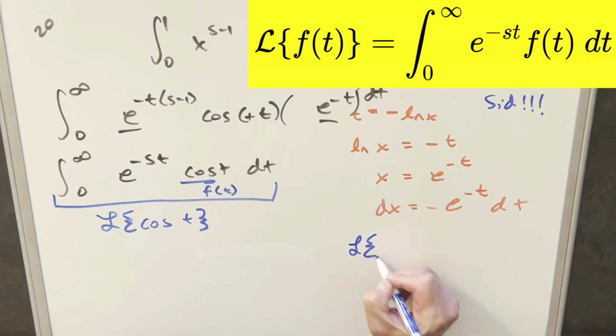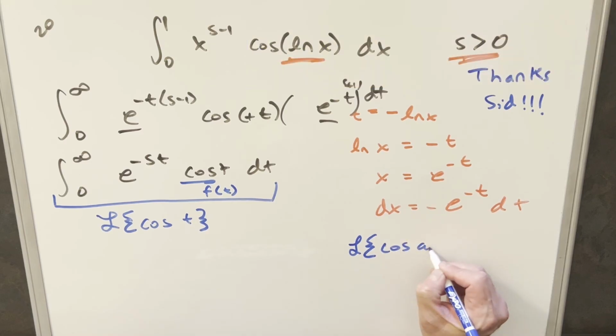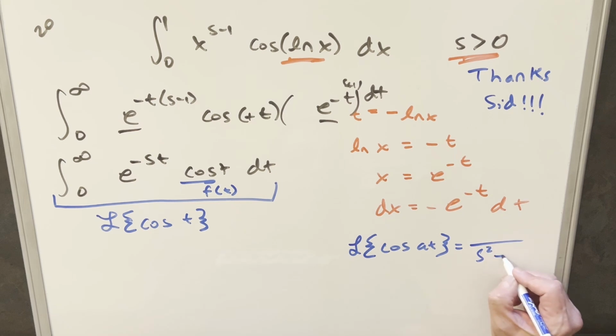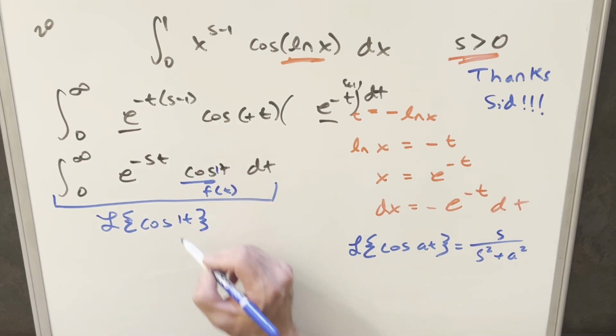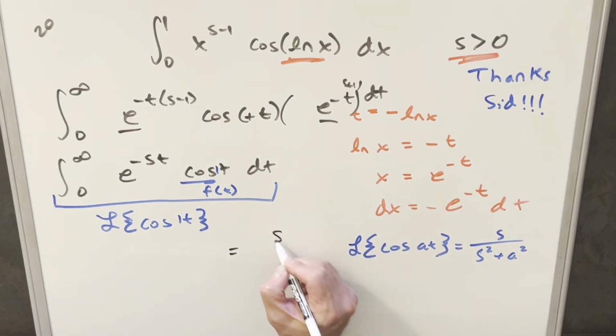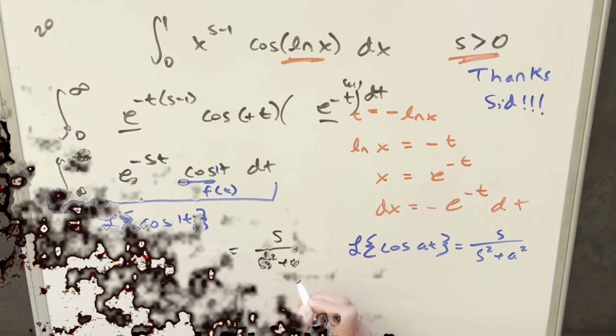We usually have this formula: the Laplace transform of cosine at is going to be the same thing as s squared plus a squared, with an s in the numerator. But in our case right here, the coefficient on the cosine is just 1. So that's going to be our a value over here. So using this formula for our final solution, we just get s over s squared plus 1.